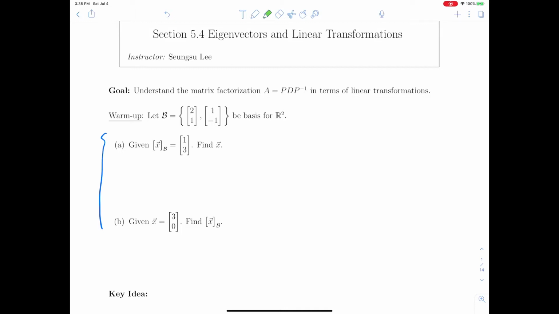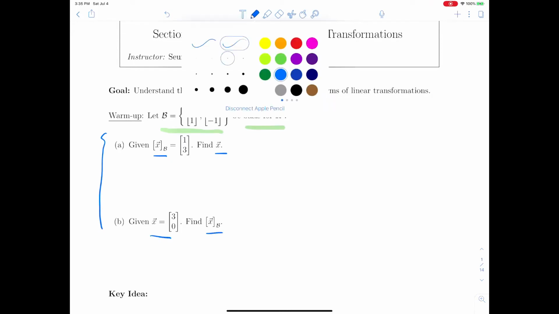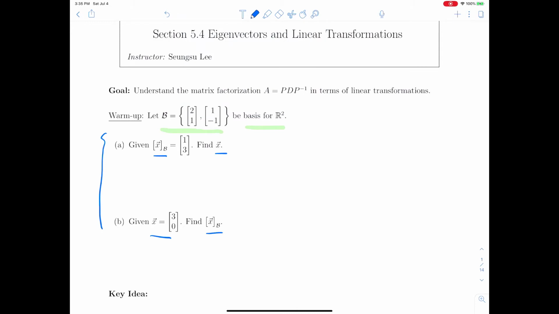Basically, we have the set B as a basis for R2, and we want to change the coordinates from B to the standard basis, and from the standard basis to B coordinates. So how do we do that? We change the coordinates by multiplying by the change of coordinate matrix, P sub B to E, where E is the standard basis, (1, 0) and (0, 1). If you multiply this by the B coordinate of x, then we get the vector x.